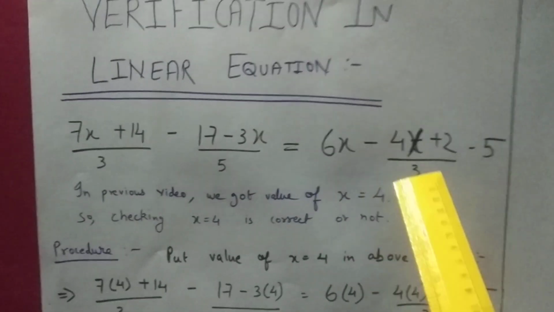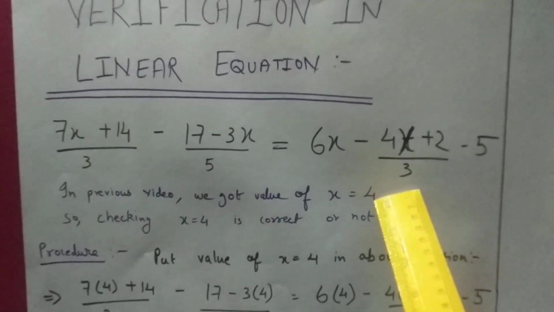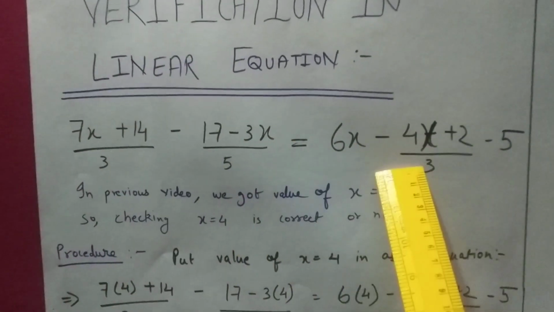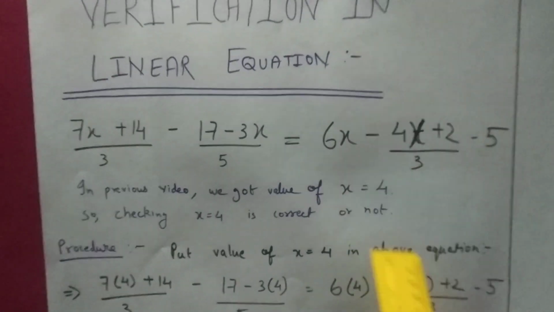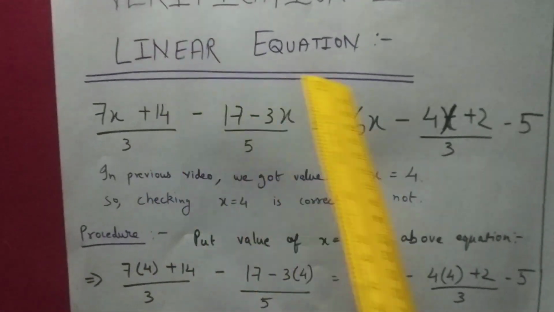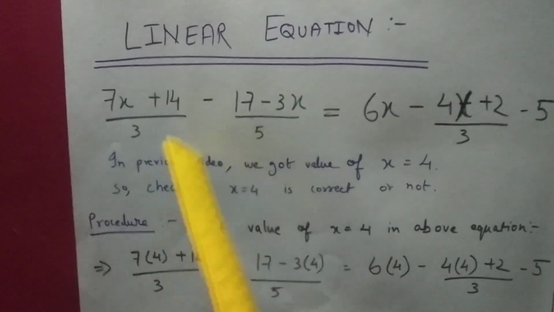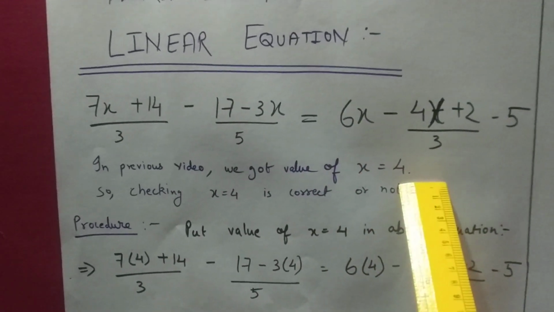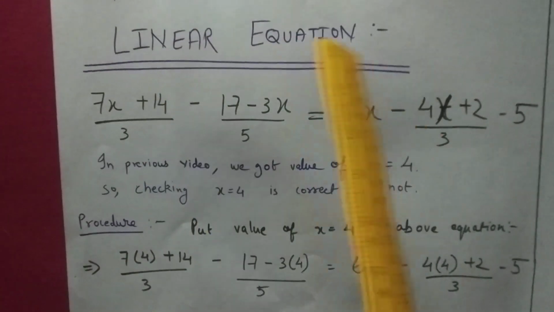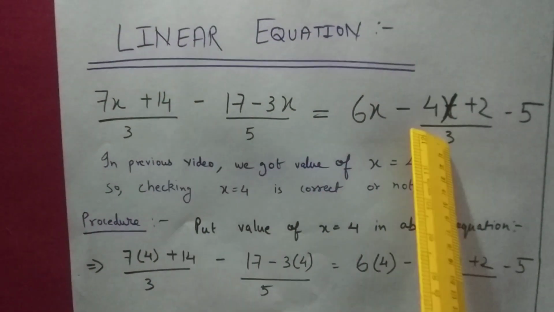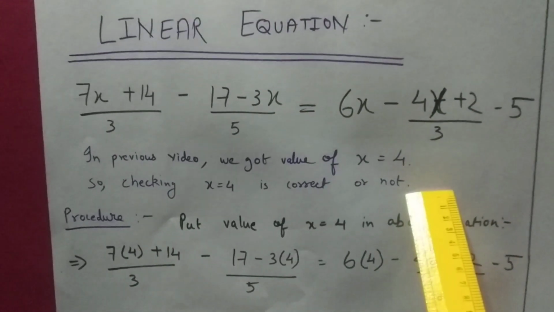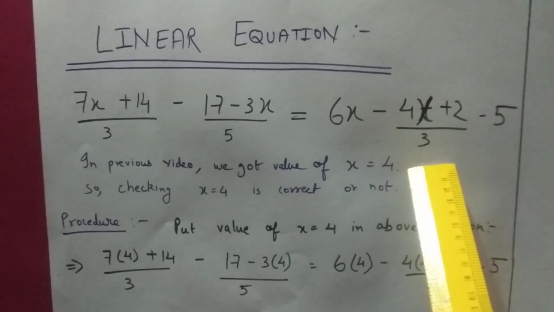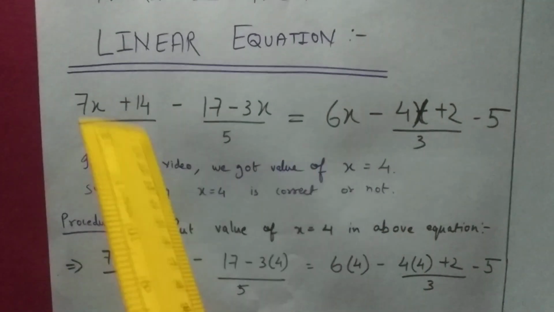To check this, I will put the value of 4 back into this equation and then solve these LHS and RHS parallelly and find out if I'm getting the same answer on both sides. If I'm getting LHS equals RHS, then I'm assured that x has its value as 4. And if I'm not getting the same value on both sides, then it is also assured that my value of x is not correct. I have to check my operations in the linear equation again.